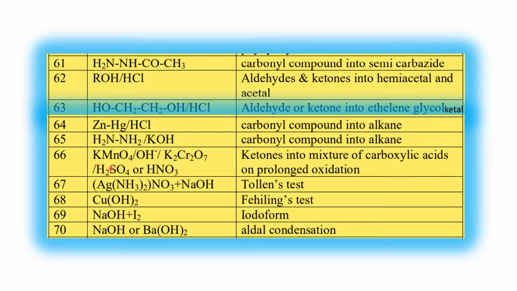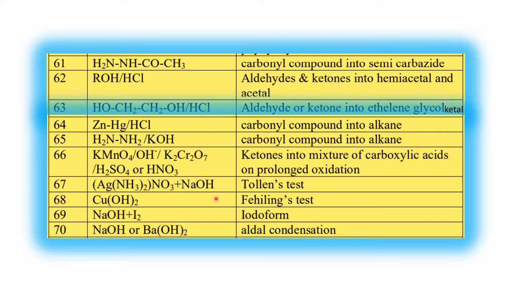These are all oxidizing agents: KMnO4, K2Cr2O7, that is potassium permanganate and potassium dichromate, and H2SO4 or HNO3. Ketone is converted into a mixture of carboxylic acids on prolonged oxidation. This is an oxidation reaction. Here this is the Tollens reagent, this we know very well. This is the Tollens reagent, and this is Cu(OH)2, the Fehling's test. These two show the presence of an aldehyde, and not a ketone.